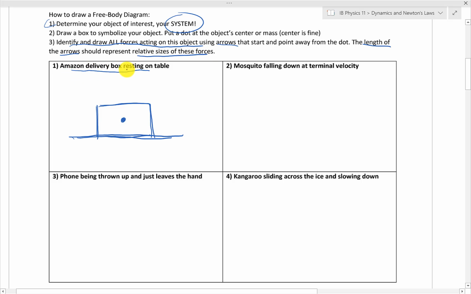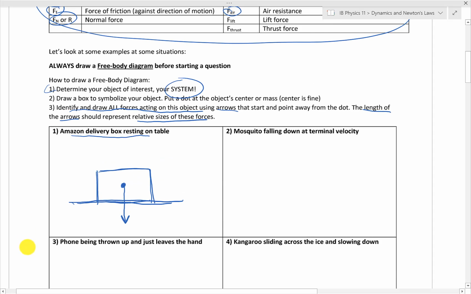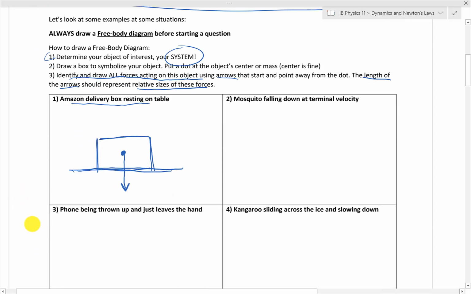Here we have an Amazon delivery box resting on the table. Like I said before, no matter where your object is, as long as this object is on Earth, it always experiences gravity. If this box didn't experience gravity, it would probably be floating somewhere already. So I'm going to draw a line away from this box and the arrow at the tip. And length is relative. Right now I have nothing to compare it to, so that's my length. And the force due to gravity, if you've seen it above, is F sub G.